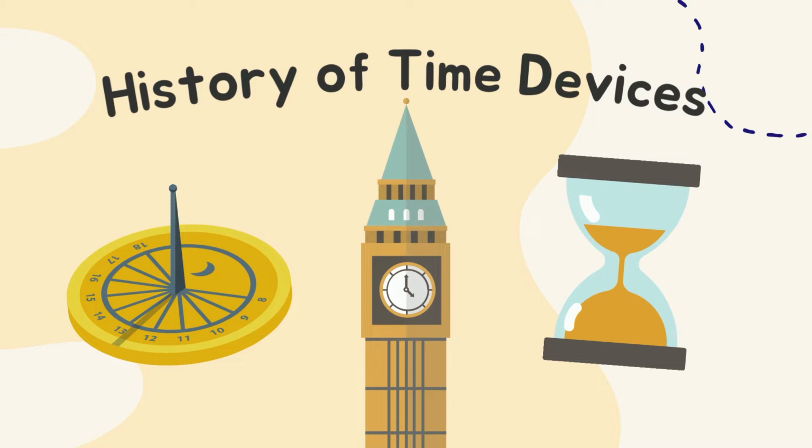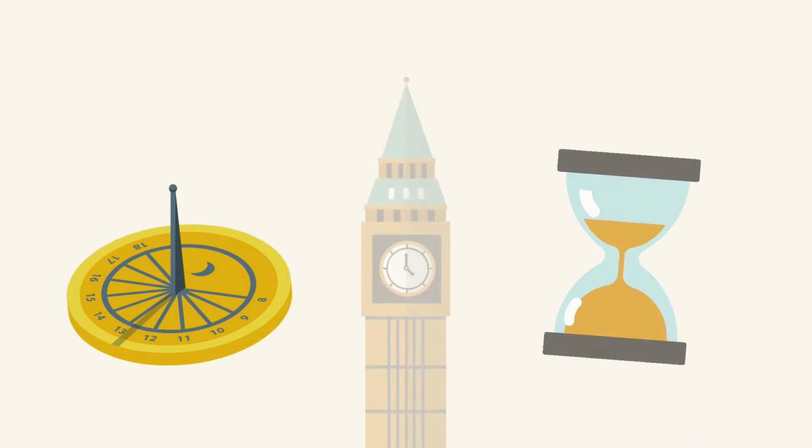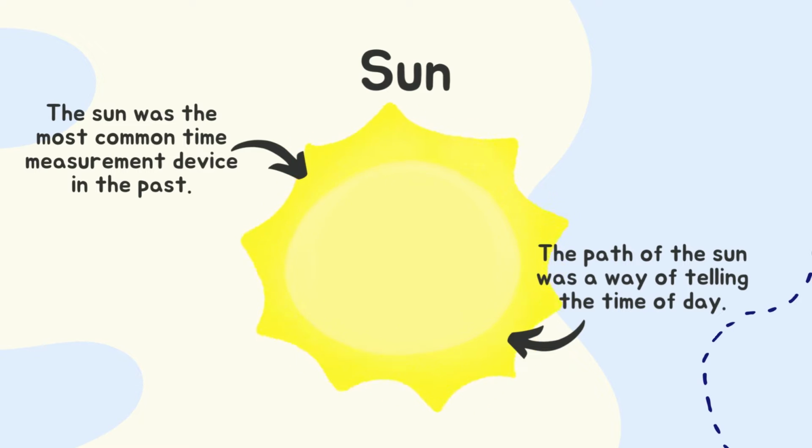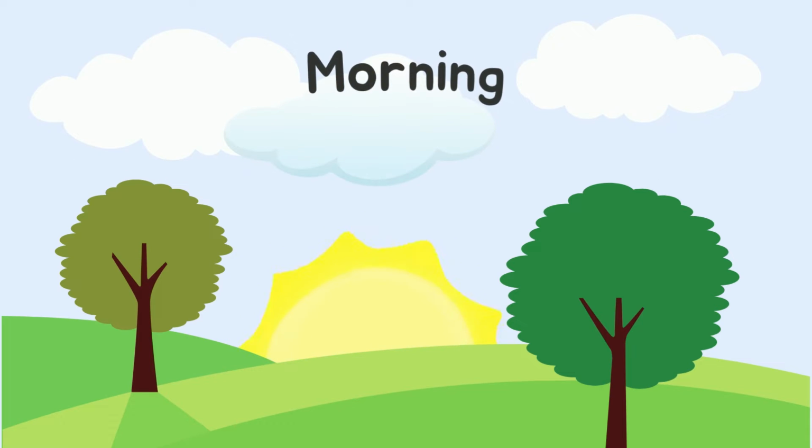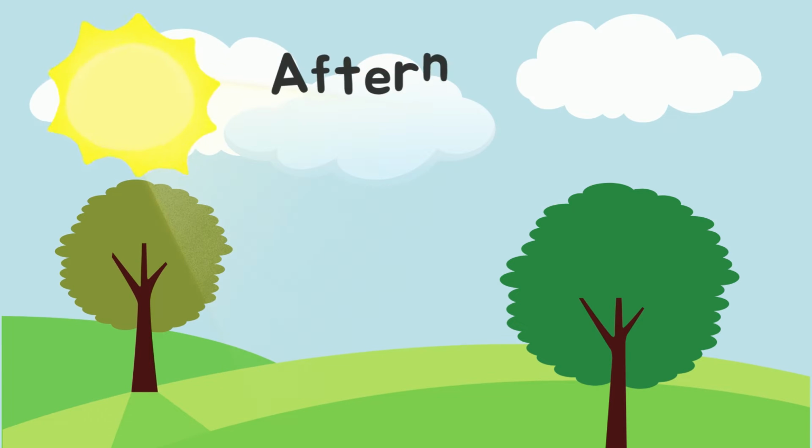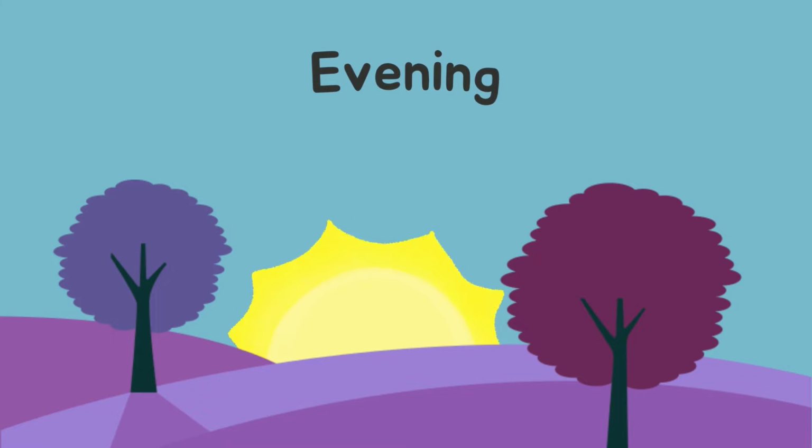There are many devices that are used to measure time. In ancient times, the sun was the most common time measurement device. How? People would use the path of the sun as a way of telling the time of the day. The sun always rises at a certain time and sets at a certain time. When the sun rises, it is considered morning. When the sun is between rising and setting, it is the middle of the day. When the sun sets and the moon rises, it is evening.